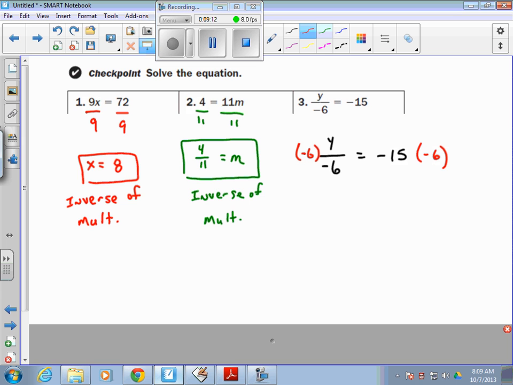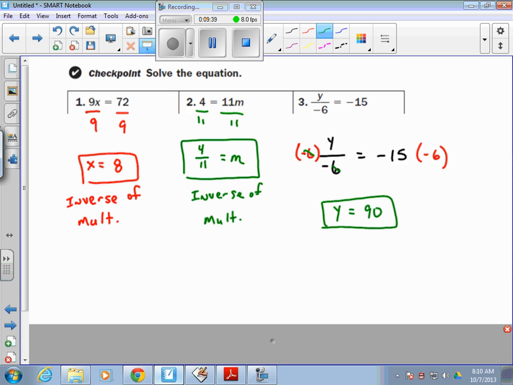We know a negative times a negative is going to give us a positive. It'll cancel out on the left for us and leaves us with just y. And negative times negative is positive. We know that 15 and 15 is 30, so you have to do that 3 times. So you wind up with the number 90. So y, I said 90, I wrote 30. Y equals 90.